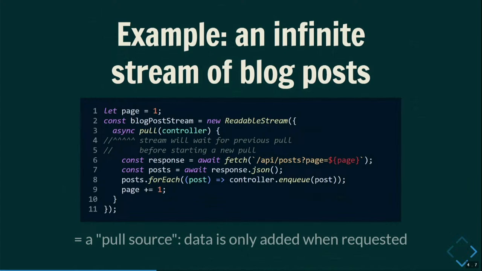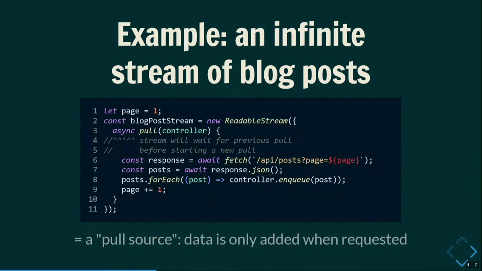So for example, if you're doing something like a paginated infinite scroll, so you have your users scrolling through a timeline of blog posts, and when they reach the end of the list, you load more data, you load in the next page immediately afterwards. So here, the pull method is only called when the reader needs more data, and the stream will wait for your previous pull to resolve before it calls your pull method next. So you can be sure that there is only one fetch happening at the same time.